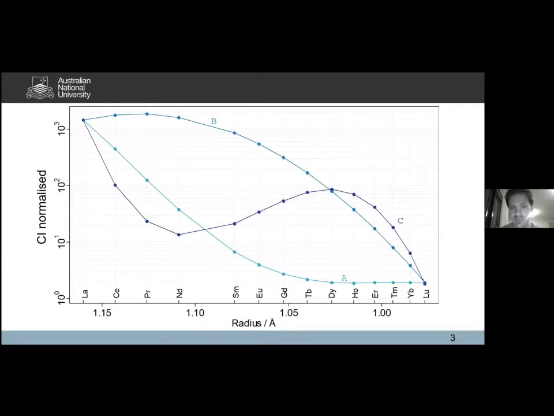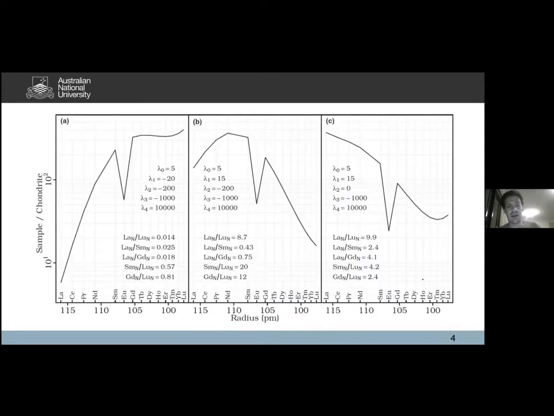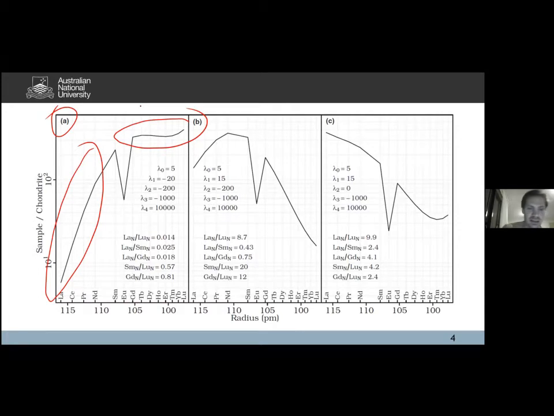Let me show you another problem. So here are rare earth element patterns, and let's start by looking at A. This is how a garnet might look. This is a very typical pattern for a garnet, very steep for the light rare earth elements and almost horizontal for the heavies. And in here, I have all kinds of different measures like that: lanthanum to lutetium, lanthanum and samarium, gadolinium, all of that.